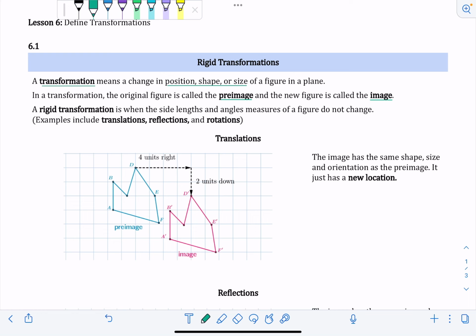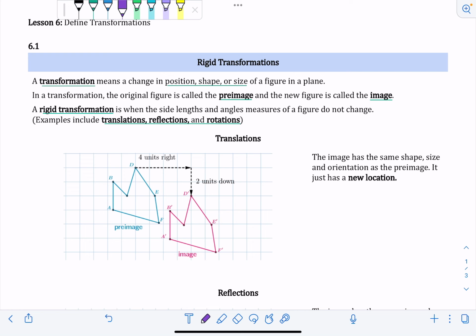And then the third line, a rigid transformation, is when the side lengths and angle measures of a figure do not change. So basically the shape and size is staying exactly the same. Some examples of rigid transformations are translations, reflections, and rotations, and we're going to cover all of those within this 6.1 section.